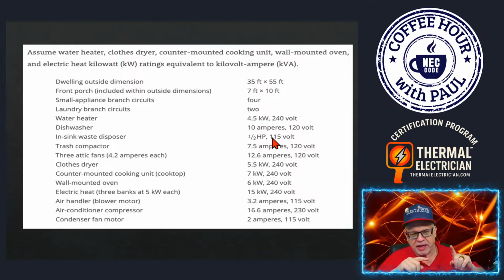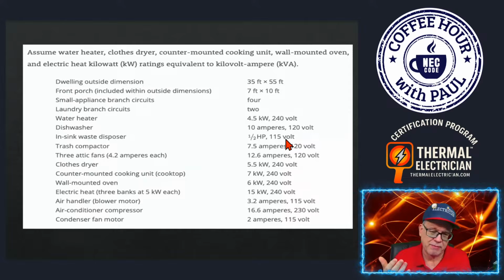And you have the in-sink waste disposer. This is a half horsepower, 115 volts. Now, by the way, here's the first thing people ask all the time: is it 115 or do we use 120? You use what they give you. For this in-sink waste disposer, because it's a motor and we're looking at horsepower, we'll be looking at 430, and more appropriately the tables in the back, 430.248, 249, all those kinds of things. We're going to use 115, because that's what we have.